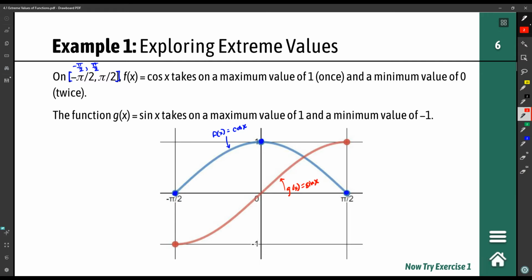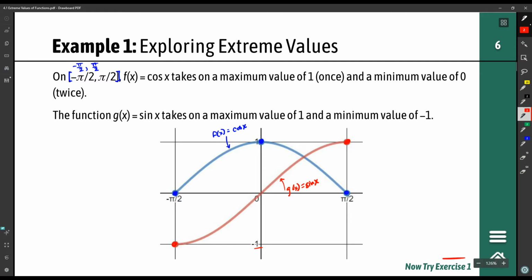And it has a maximum value on its far right endpoint. That maximum is 1, and it occurs at x equals pi over 2. Its minimum value is at its left endpoint. This is the minimum value of -1, and it occurs at -pi over 2. So that's kind of a graphical understanding of extreme values.